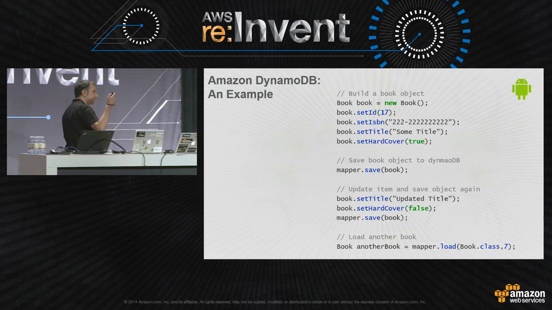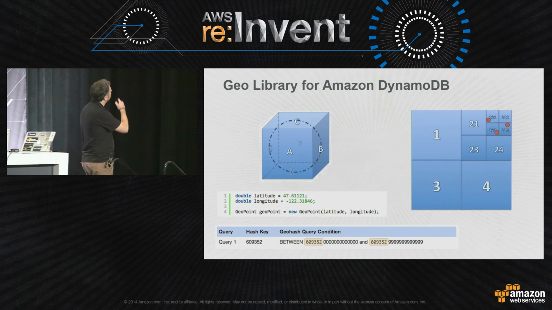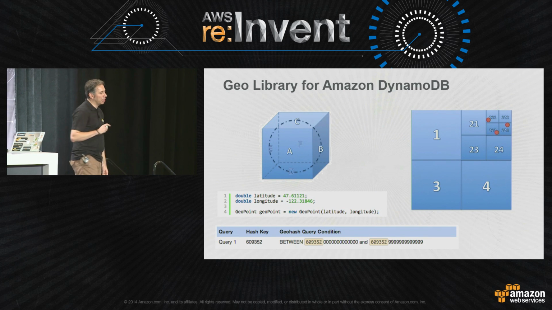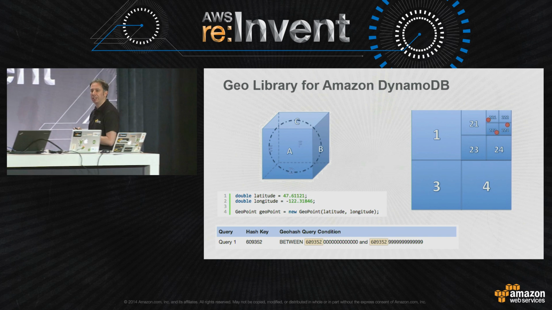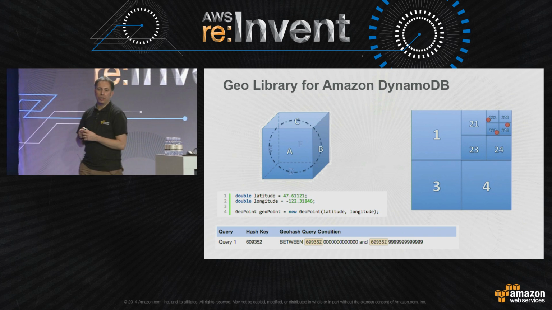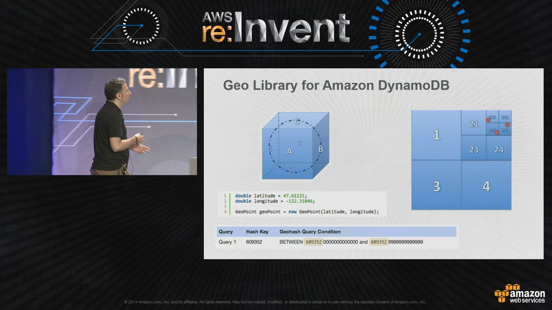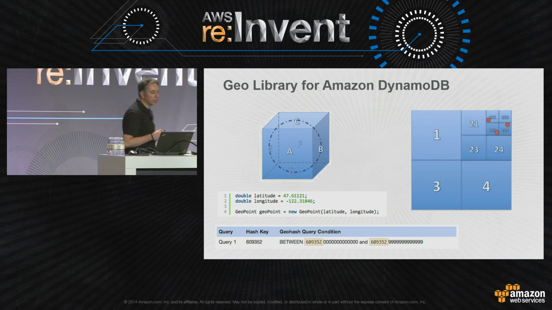But for the demo that maybe one day I will be able to show to you, we also implemented the geo library for DynamoDB. The geo library is a library that we built that is available on GitHub that is using GeoHash to run geolocalized queries on DynamoDB. So I don't know if all of you are familiar with GeoHashes.